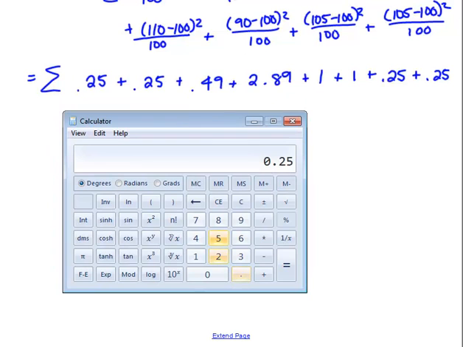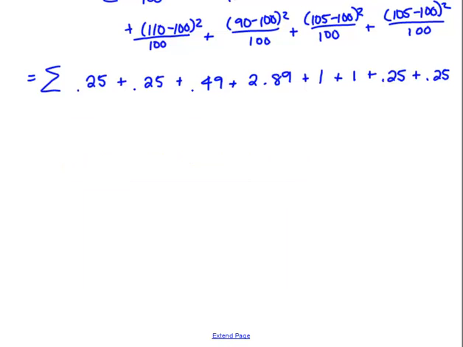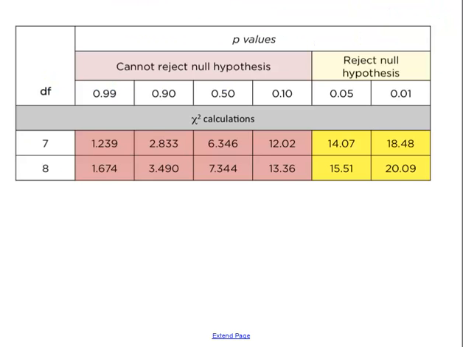Okay, we have 0.25 plus 0.25 plus 0.49 plus 2.89 plus 1 plus 1 plus 0.25 plus 0.25, which gives you a total of 6.38. And this is the chi-square value. Now what are our degrees of freedom? Well, there are 8 phenotypic classes of the offspring, which means there are 7 degrees of freedom. So let's look at a chi-square table. We have 7 degrees of freedom, and our chi-square value was 6.38.